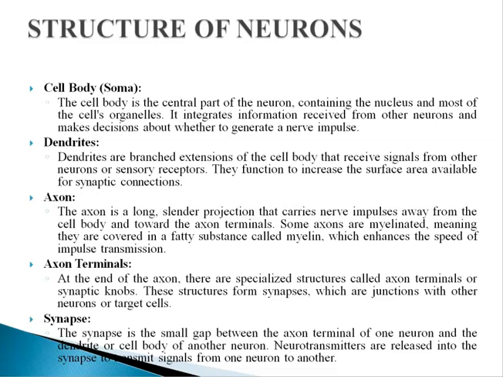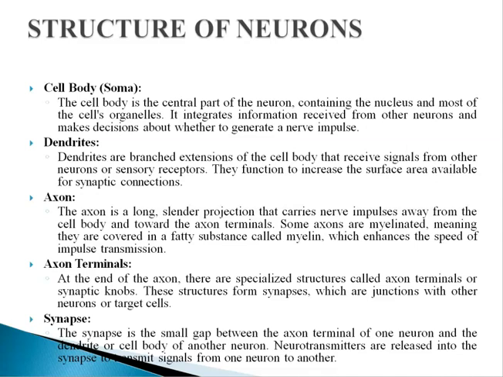The basic structure of neurons. Neurons consist of the cell body, which is also called soma, the central part of the neuron; dendrites, which are branched extensions of the cell body that receive and transmit signals from various other neurons; and the axon, a long, slender projection that carries nervous impulses away from the cell body. The next is the axon terminals. At the end of the axon, there are specialized structures called axon terminals.